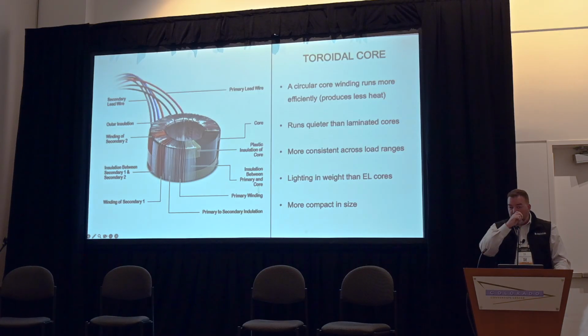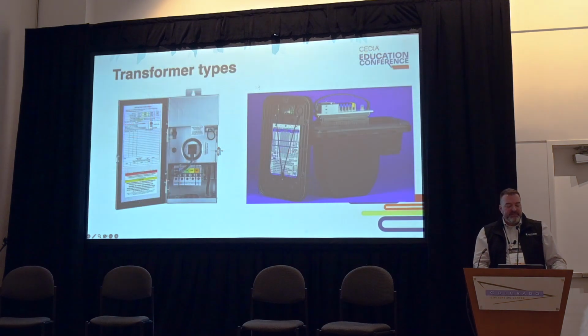The beauty of toroidal cores: they're a little bit lighter, and they run a little bit quieter. They don't have the hum sometimes when you load them up. Sometimes you'll hear a vibration with transformers, and that's usually in a laminated core. Toroidal cores run much quieter, and they're usually more compact in size.